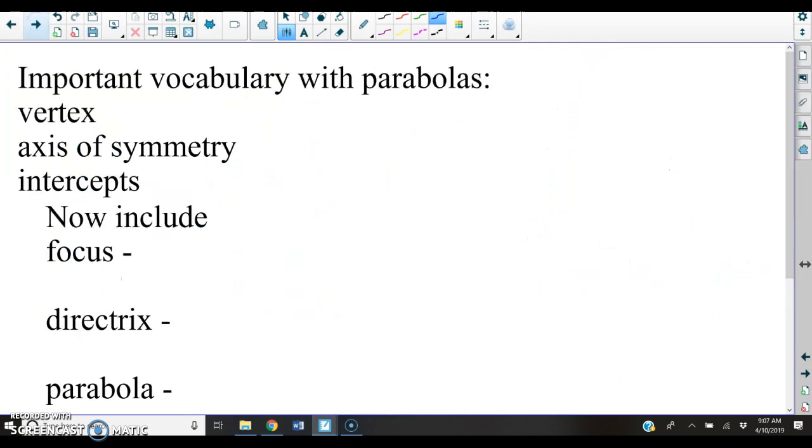Okay, some important vocabulary with our parabolas. The vertex, that's either your maximum point or minimum point, depending on if it's going up or down.